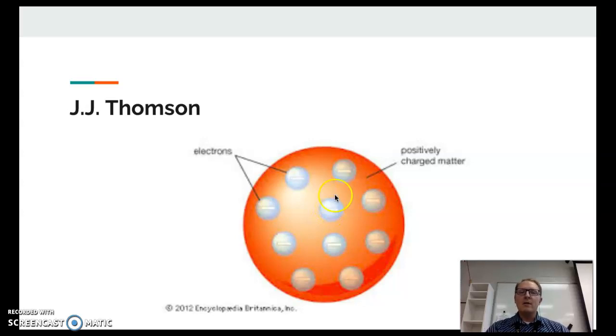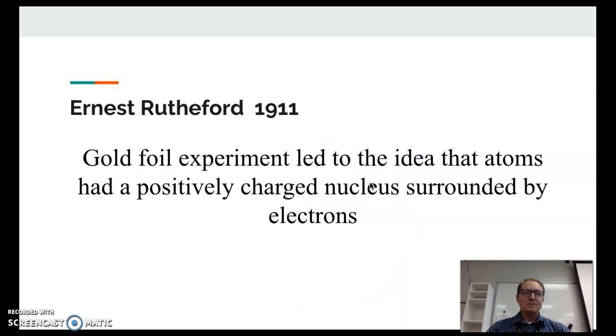In the cookie dough model or plum pudding model, J.J. Thomson says there are these negatively charged areas, and we're calling them electrons. And they're surrounded by this positively charged matter, but he didn't know much about that positively charged matter. So it's kind of like the chocolate chips in cookie dough are the electrons in this positively charged matter that makes up the atom. So it was a step in the right direction.